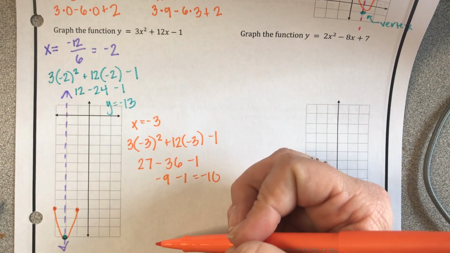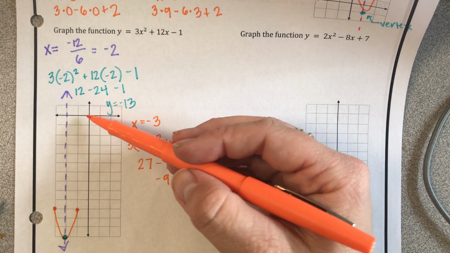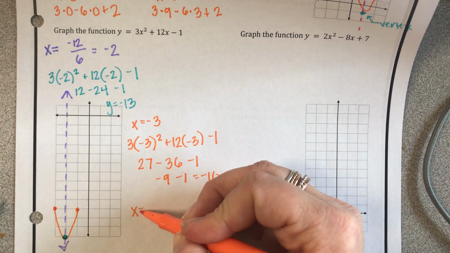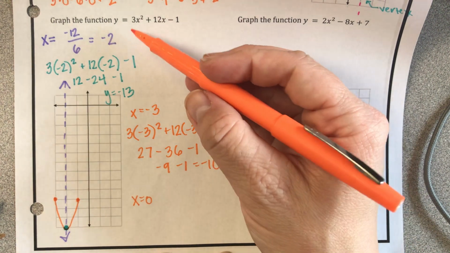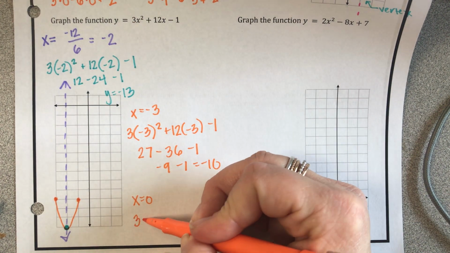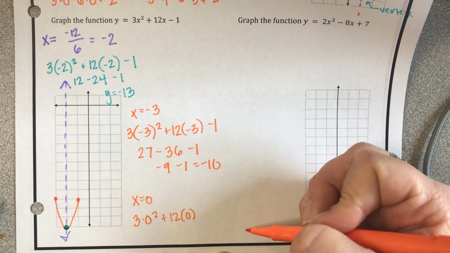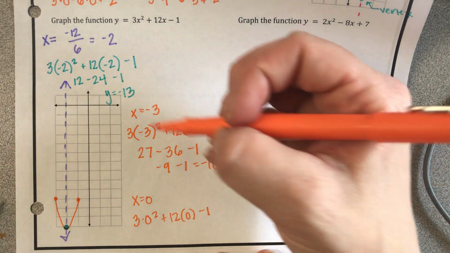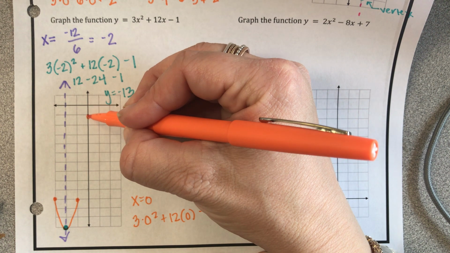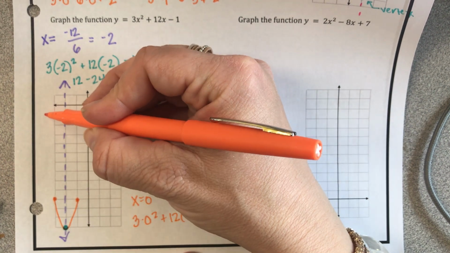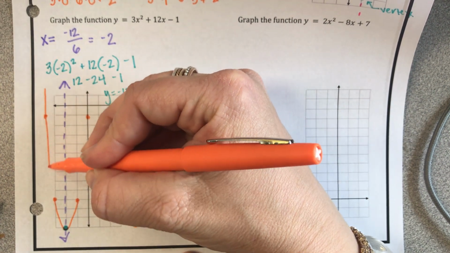Okay, so I'm going to just go ahead and plug in a 0 because that's always easy. What if I plug in a 0? So 3 times 0 squared is 0. And then plus 12 times 0 is 0. Minus 1 is negative 1. So 0, negative 1. I can even take this over 1 like that.